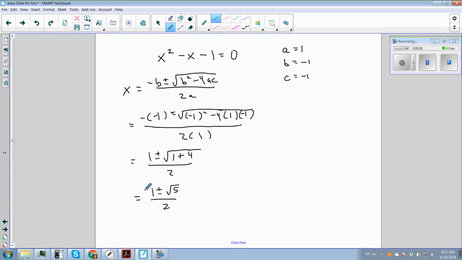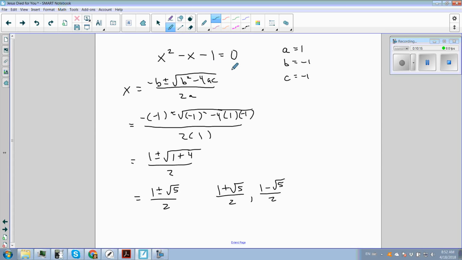You can write the solutions that way, or you can write 1 plus the square root of 5 divided by 2, 1 minus the square root of 5 divided by 2. That's what this means. It means those two different numbers. But you wouldn't have been able to solve this by factoring because of this irrational square root of 5. So you wouldn't have been able to factor this quadratic expression.